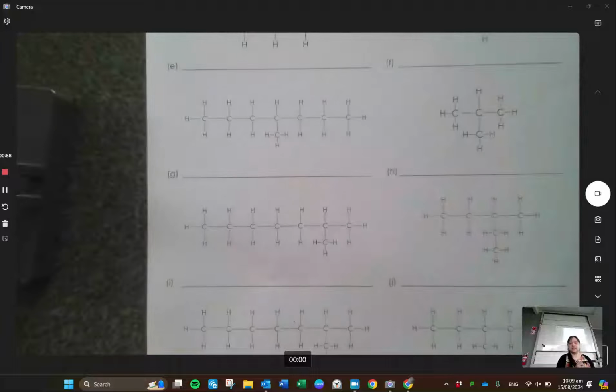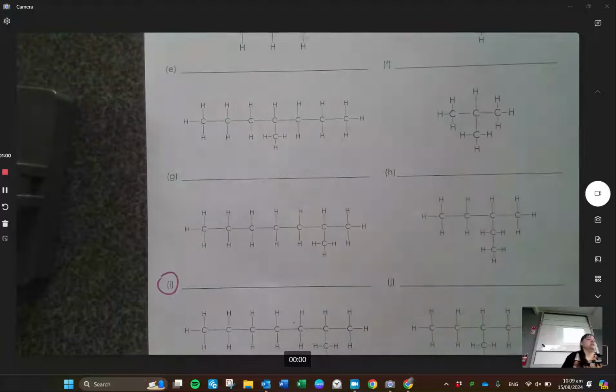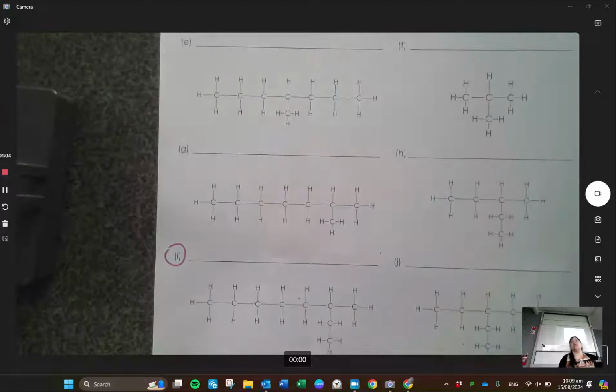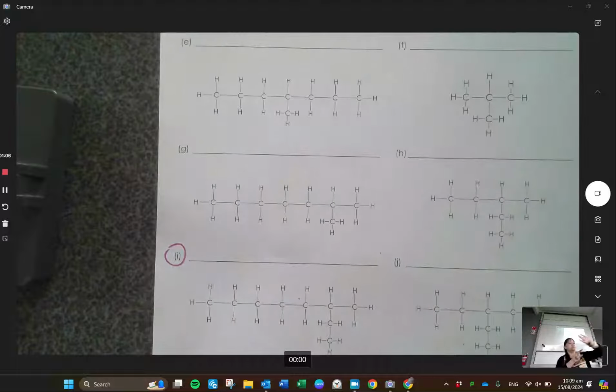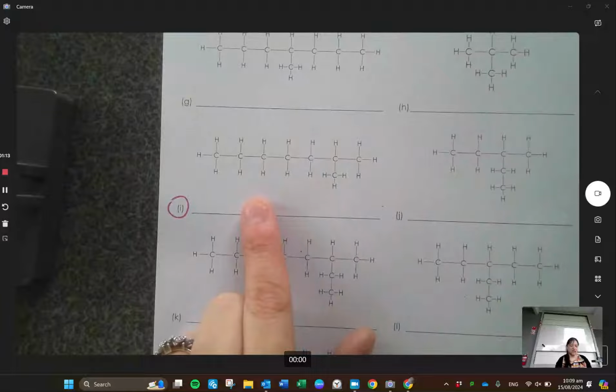First one here, I will do I, on the first set, which is just the branching side chains. I'm doing this one. Let's go find this question. It's from the branching side chains of alkanes. It's the one I'm doing. It's not H, it's I.